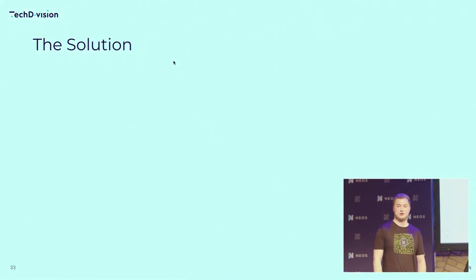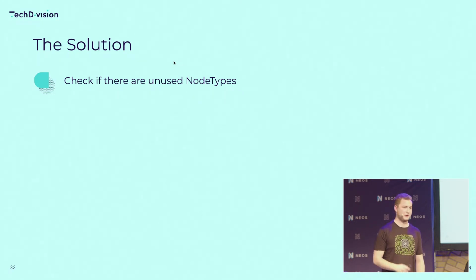So how can you approach this problem? First of all, check if there are unused node types. I think there are plugins for that where you can see the usage of specific node types. So check if there are unused node types and remove them. If you don't have to maintain this code anymore because it's unused, remove it and it's not a problem anymore.